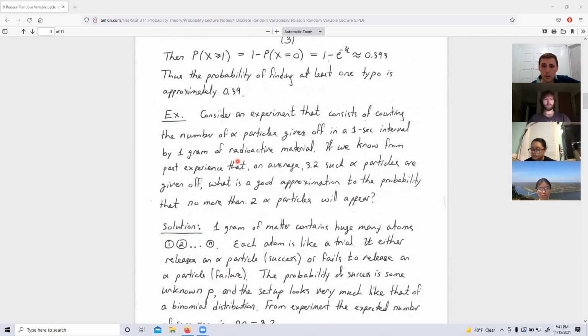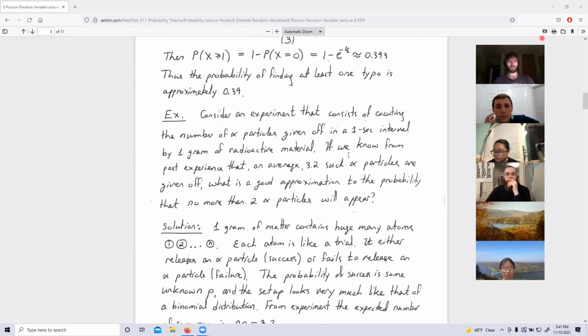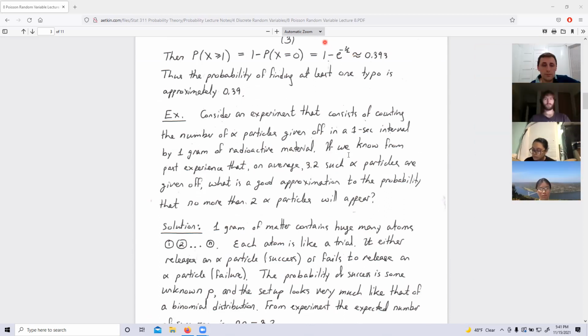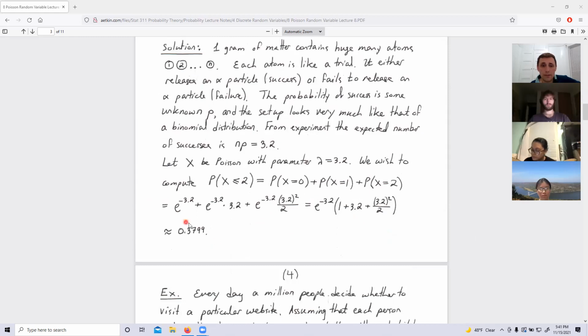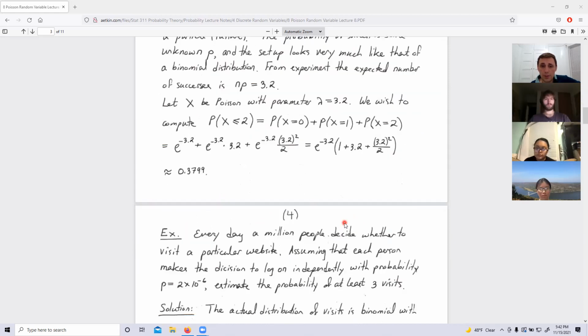And this works especially well when you have radioactive material. You have alpha particle emission, and that is just the average. If on average in 1 second some radioactive material releases 3.2 alpha particles, that means that we have billions upon billions of atoms, and each is very unlikely to release an alpha particle. So the success probability is very low, but the average number of successes is 3.2. On average, that's how many we have. Good. And we can see that we have a very good approximation by the Poisson.